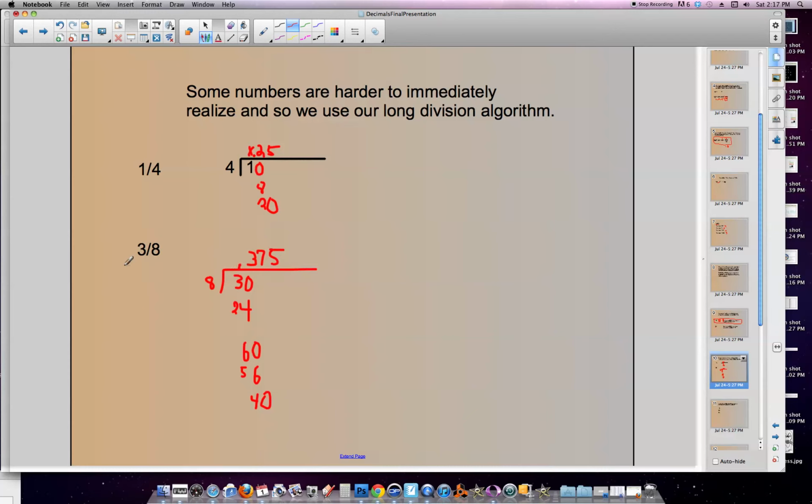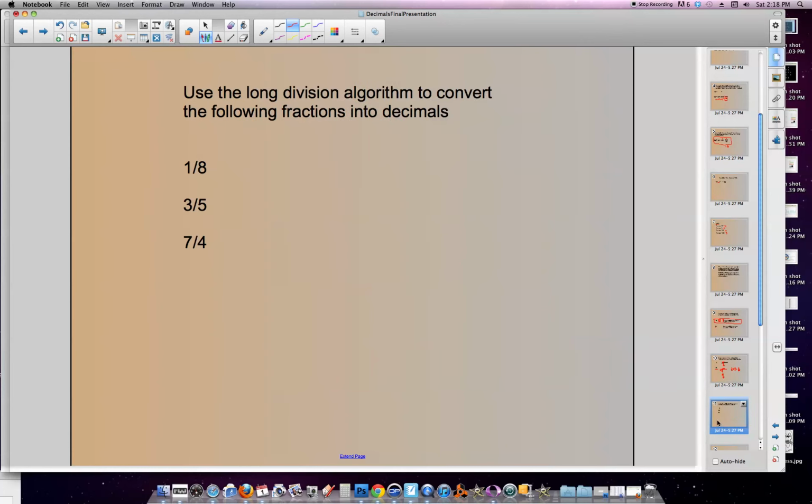So I say that 3 over 8 is 0.375, which is the same thing as 3 tenths, 7 hundredths, and 5 thousandths, right? I'm just expanding this. And we can go ahead and convert a few other things if you wanted to.